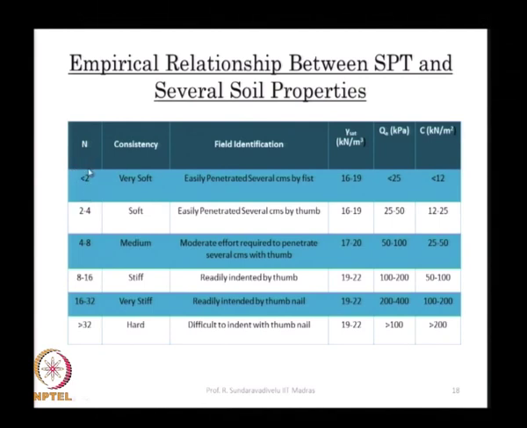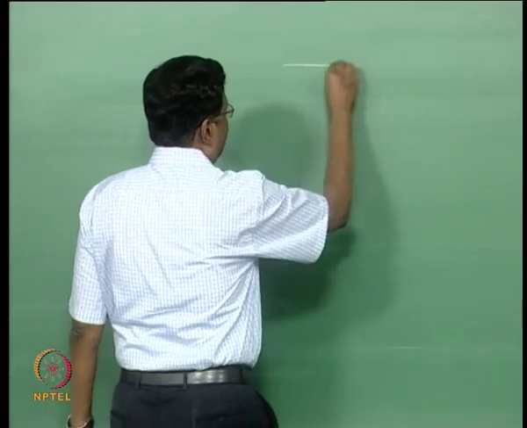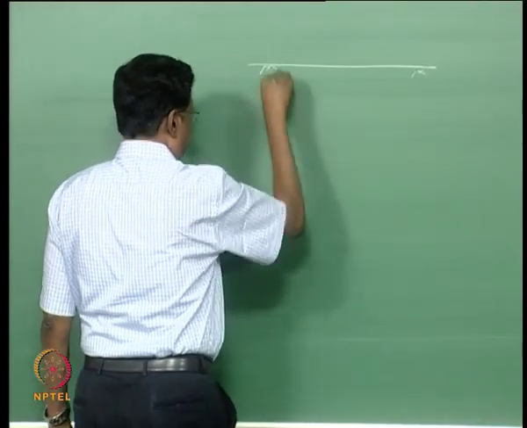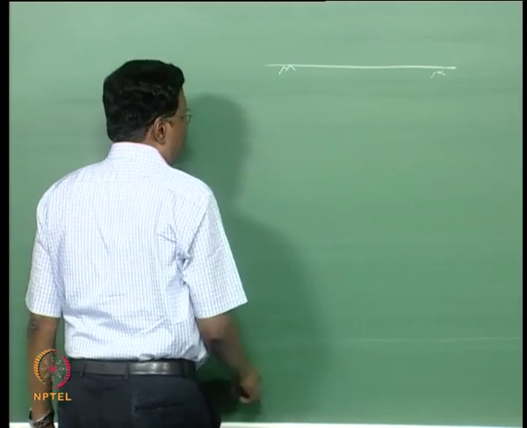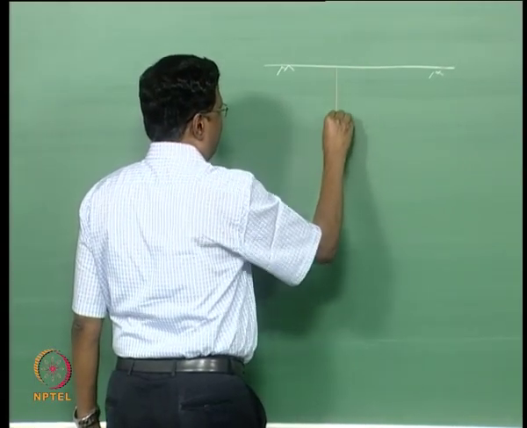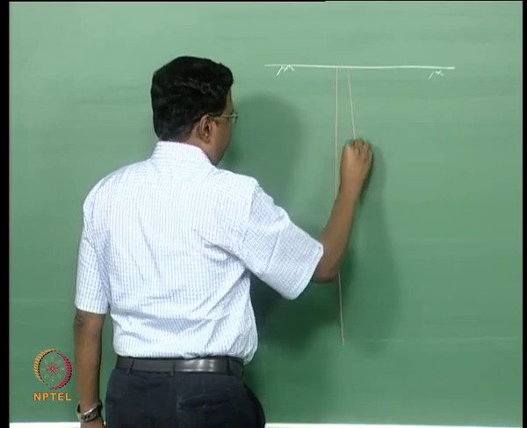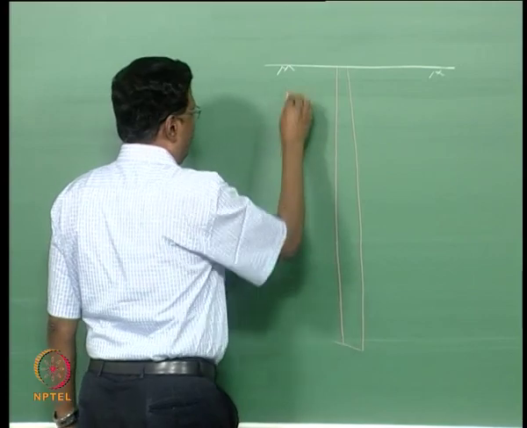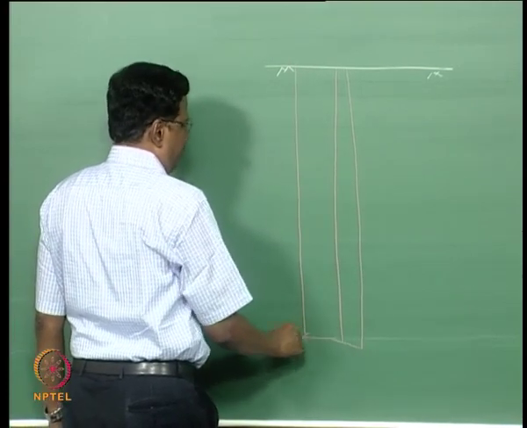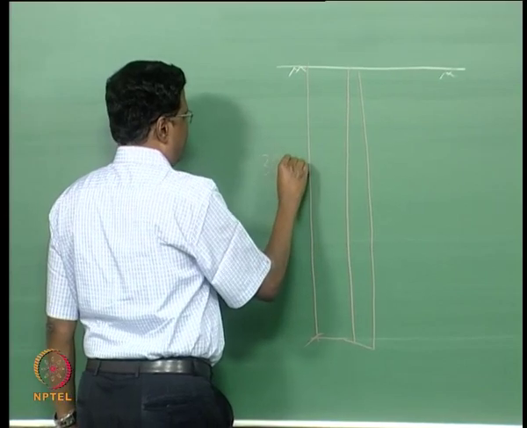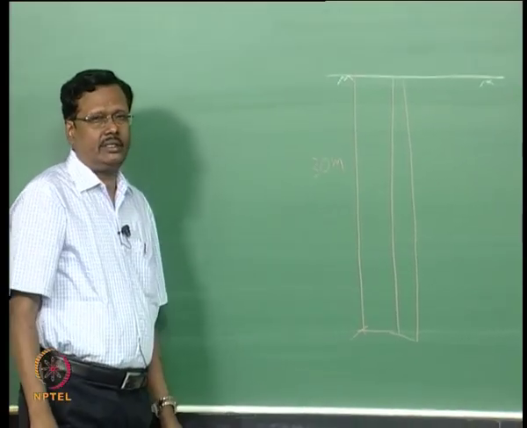N value less than 2 means the SPT spoon will go on its own weight without any blows. So, let me explain what kind of test they do to get the standard penetration test. See, suppose this is your seabed. This can be done below seabed also, but on land, how they do it I will tell. They will go very deep, generally about 30 meters for offshore structures.